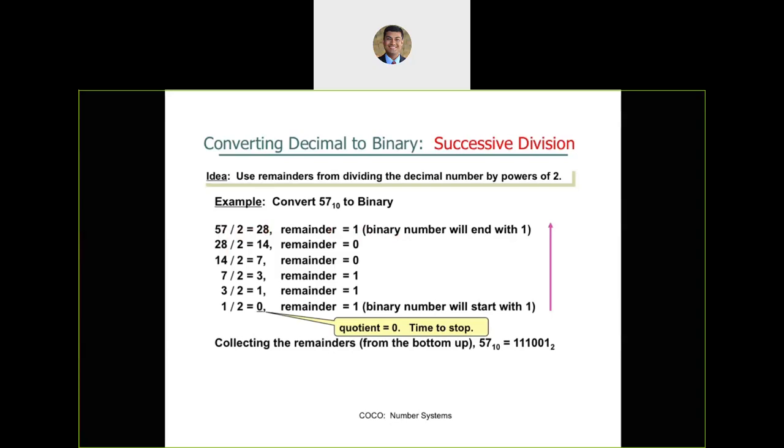Then you take 28, divide by 2. You get 14, which means the remainder is 0. And you keep going down all the way until you get the quotient to be 0. That's when you know you need to stop. And you read your answer in binary from bottom to top. So your number will be 111001 in binary. That's exactly what we had in the previous slide.